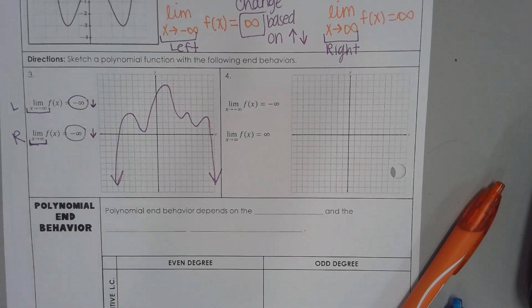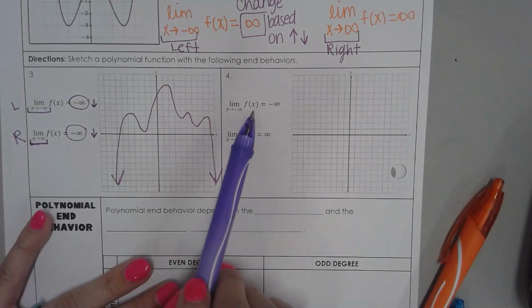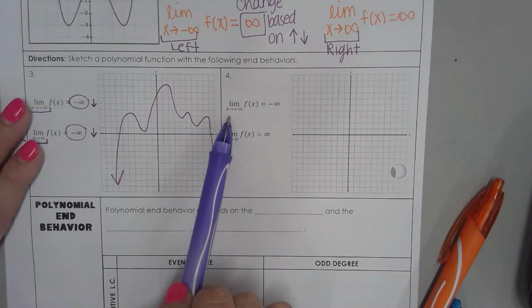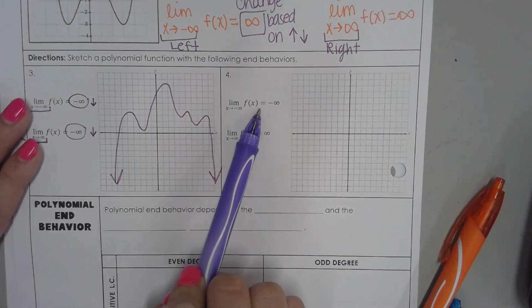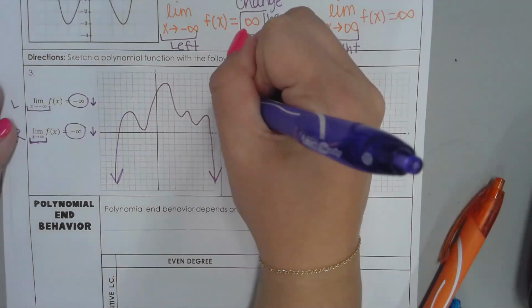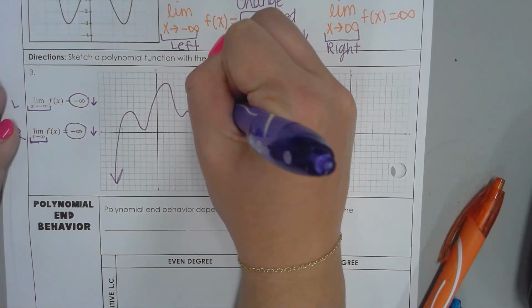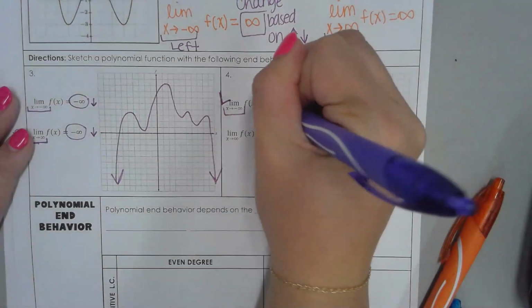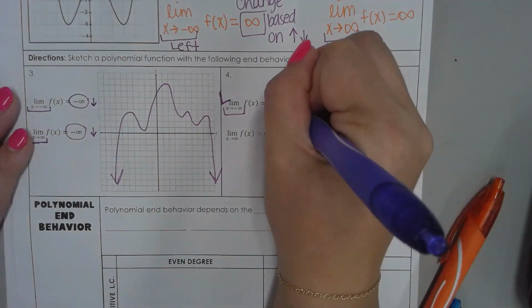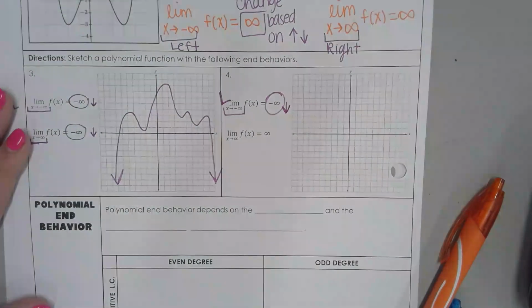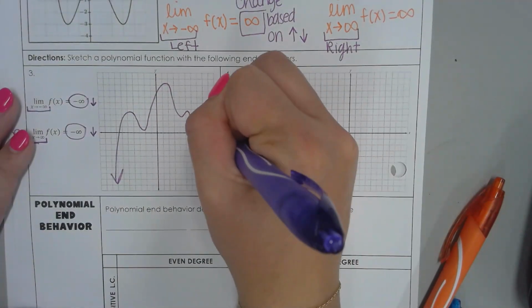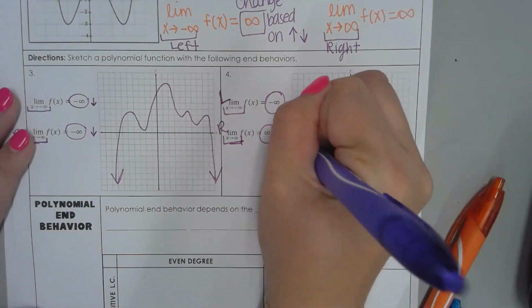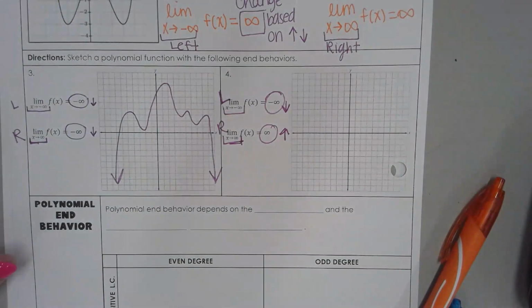So number 4, the limit as x approaches negative infinity. Again, here we're talking about the left side. My arrow points down, negative infinity. But on the right side, my arrow points up. So draw an example like that.